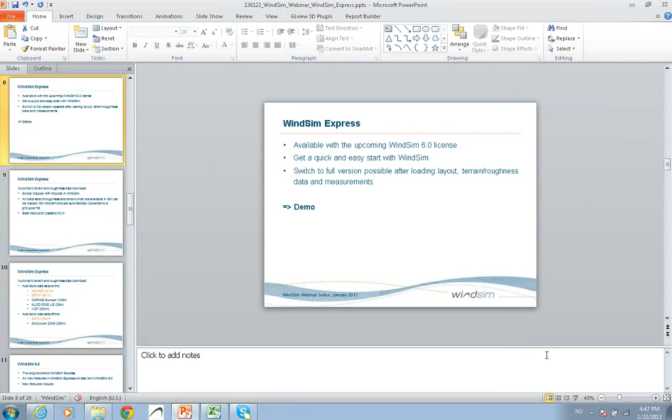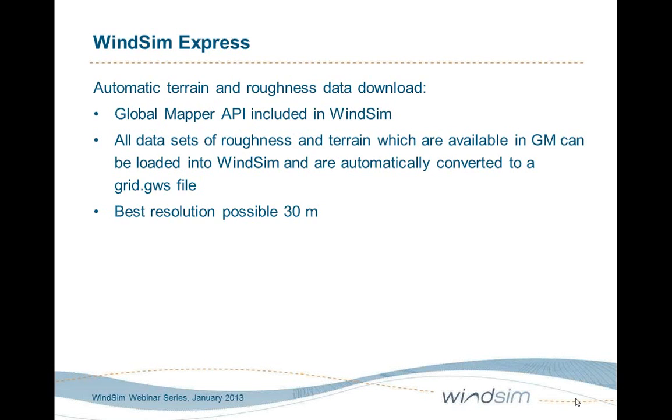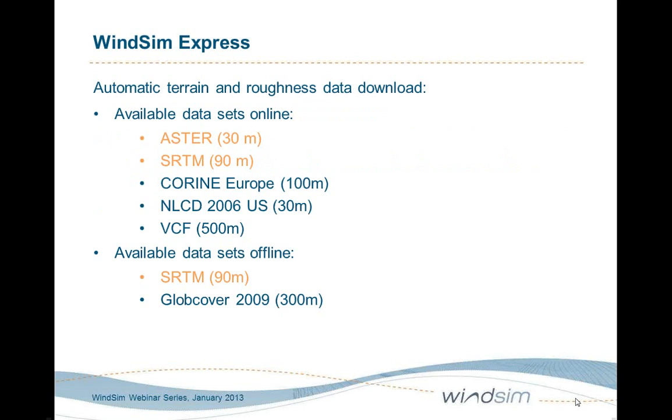Going back to the presentation, I just want to highlight shortly once more where the terrain and roughness data comes from. This is the Global Mapper API, which we have included in WindSim. So all the data sets which are available in Global Mapper are principally also available in WindSim, and then we automatically convert this to our formats. The best possible resolution which you get is 30 meters.